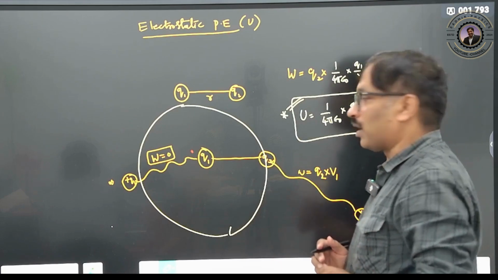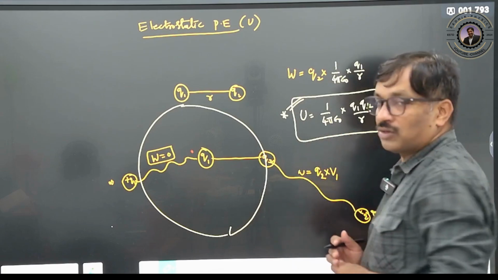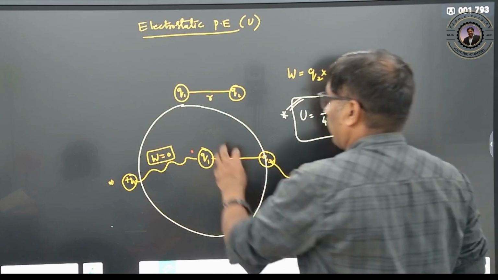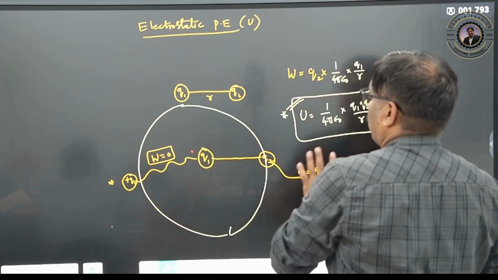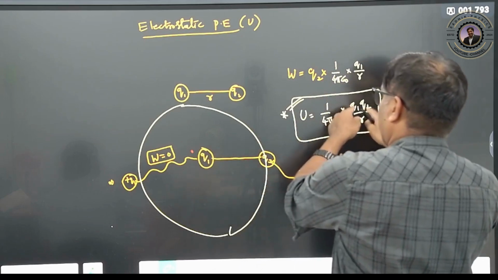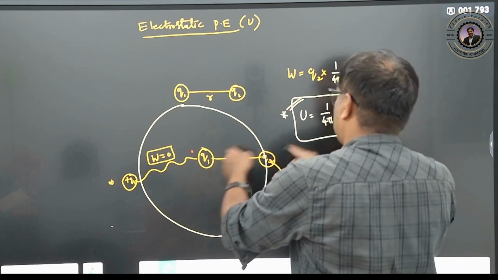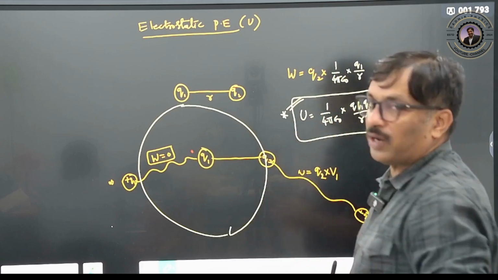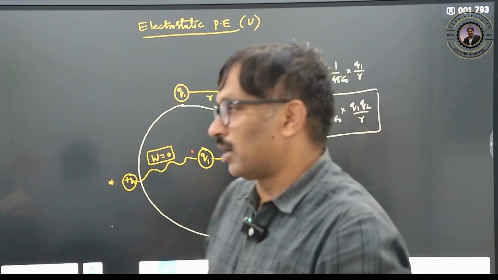But here one important understanding: potential energy is also a scalar quantity. Therefore, if a charge is negative, keep it negative. If both are negative, it will be positive. If both are positive, positive. If one is positive and the other negative, whichever polarity is there, you have to keep it directly.